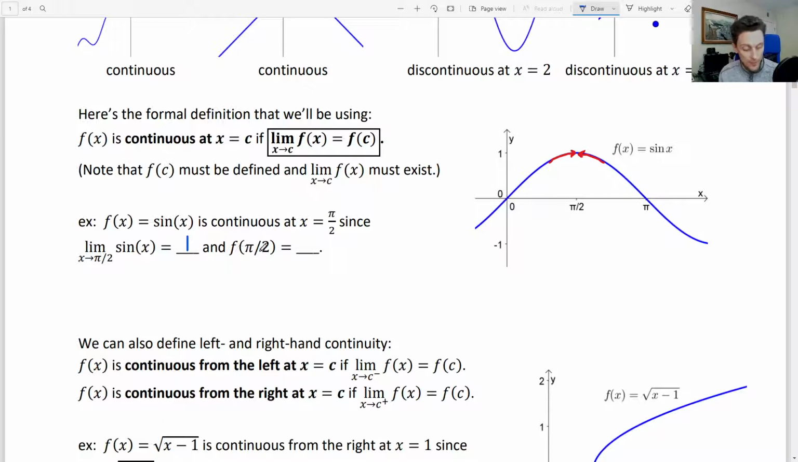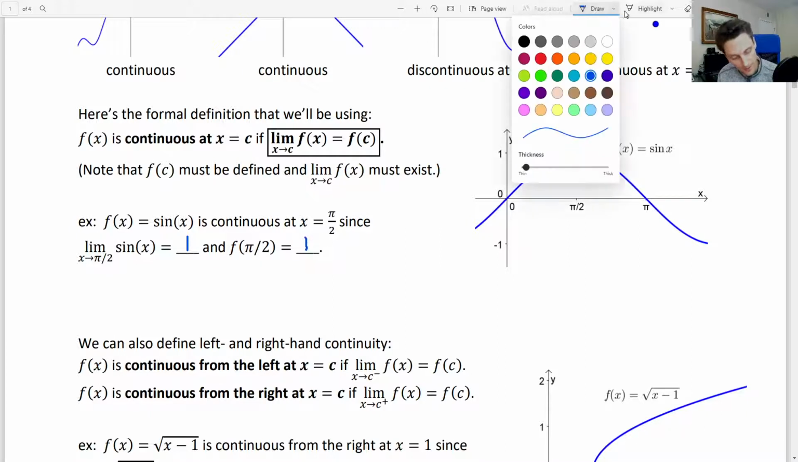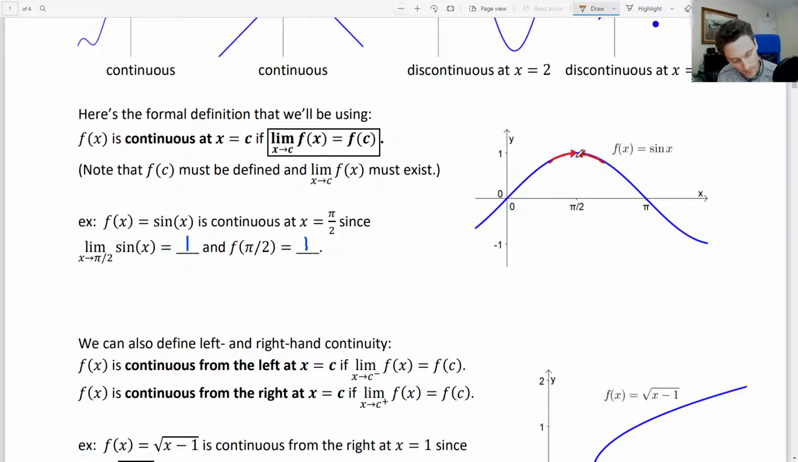What about f of pi over 2? What would that be? Yeah, it's also 1. Here's f of pi over 2, right here. So essentially, you can see that this part of the graph on the left is going to connect to this point right here, and then the right part of the graph also connects to that point, and that's what provides that continuity, that ability to continue drawing the graph even through that point at x equals pi over 2.